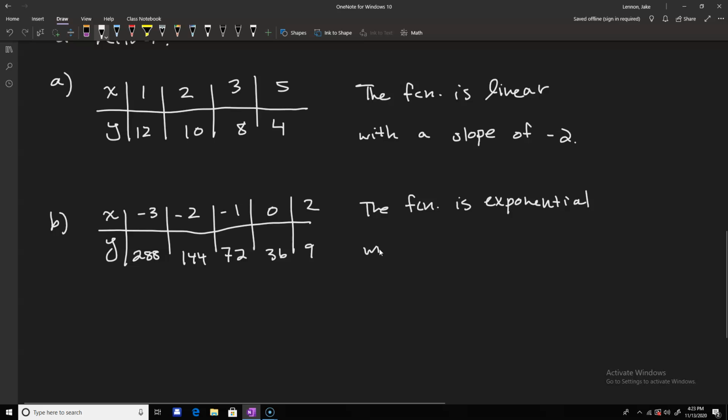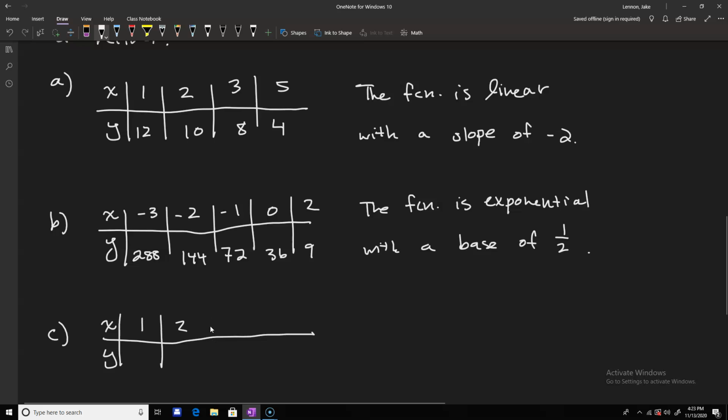With a base of 1/2. Okay, so our last one, you can probably guess what's going on here, or you might guess before I write down the data what's going to happen, but it's still worth analyzing. So we have 3, 4, 5, and 6. Okay, so what's going on here?